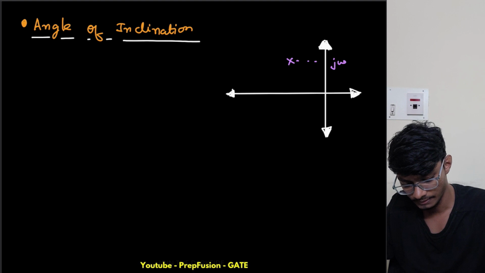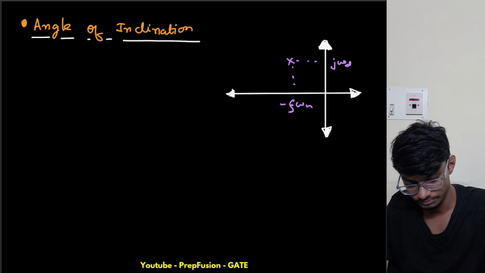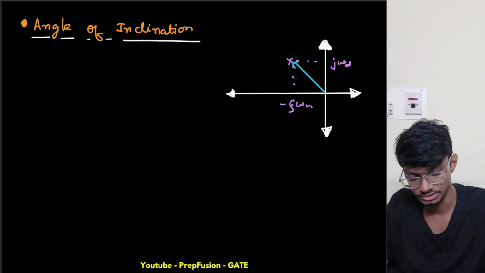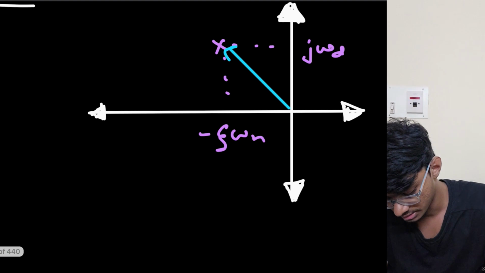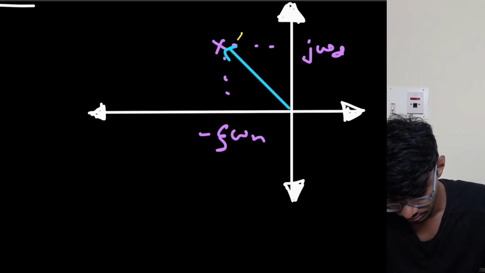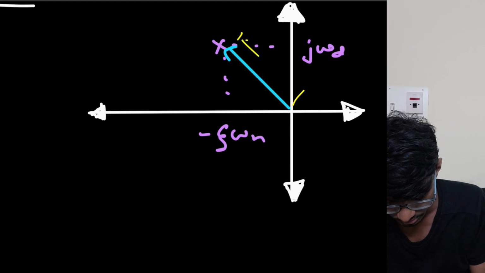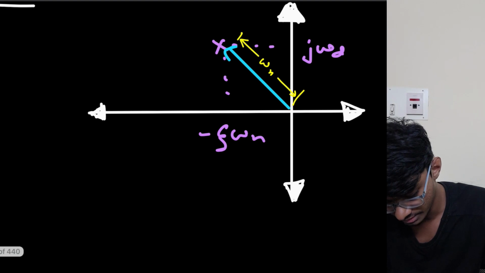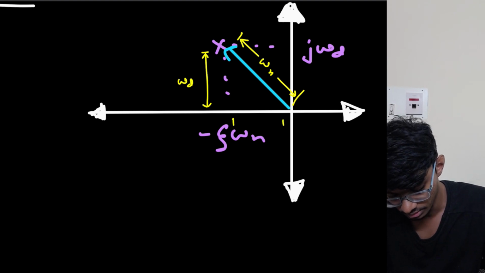This is j omega d, this is minus zeta omega n, and this is basically my pole location. What is this distance called? This distance is omega n, right? This distance is omega n, and this height is omega d, and obviously this length we know is zeta omega n, right? This length is zeta omega n.